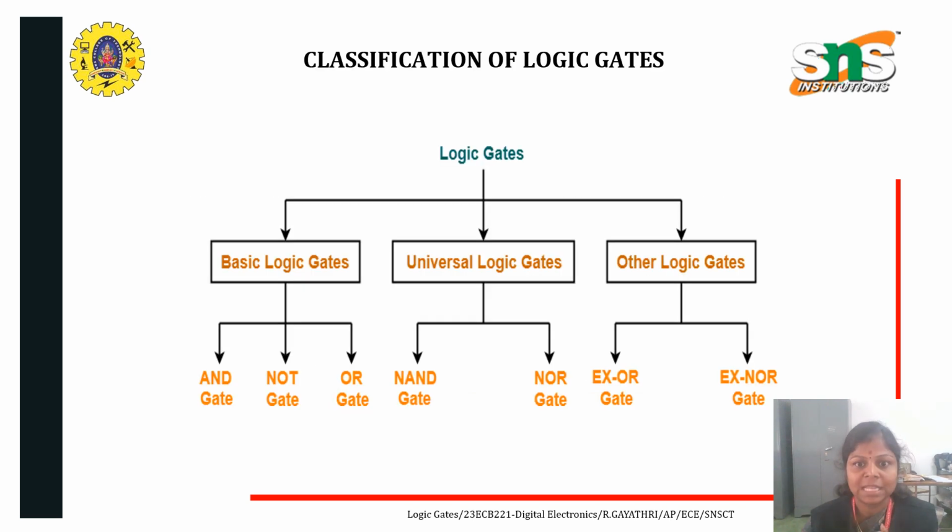And coming to the classification of logic gates, the logic gates are classified into three: basic logic gates, universal logic gates and other logic gates. The basic logic gates are AND, OR and NOT, the universal logic gates are NAND and NOR, and the other logic gates are the XOR and XNOR operations.